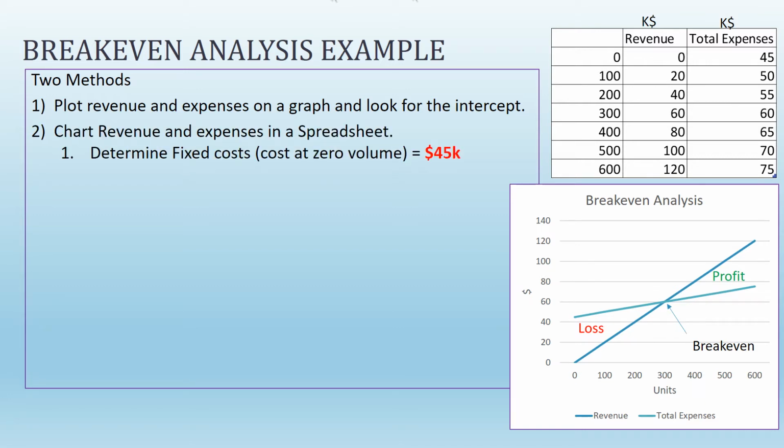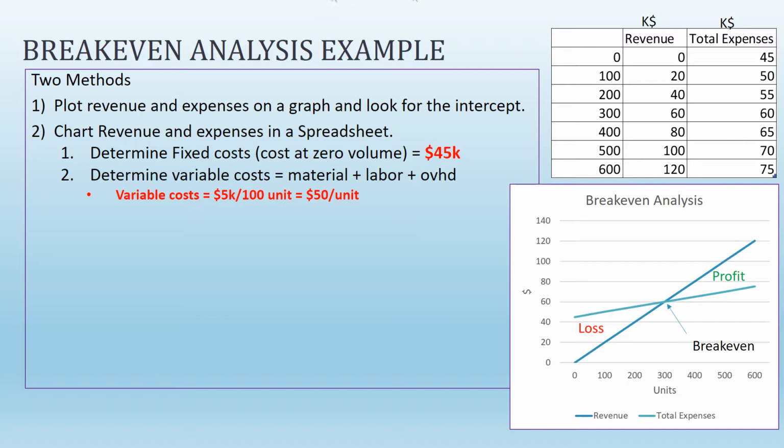Let's start by finding the fixed cost. From our chart, the fixed cost is determined when we produce 0 units. At this point, we see our total expenses are still $45,000. That's our fixed cost. The second step is to determine the variable costs. Recall, variable costs are materials plus labor plus overhead. In this case, on our chart, we have $5,000 per 100 units as our variable cost. That equates to $50 per unit.